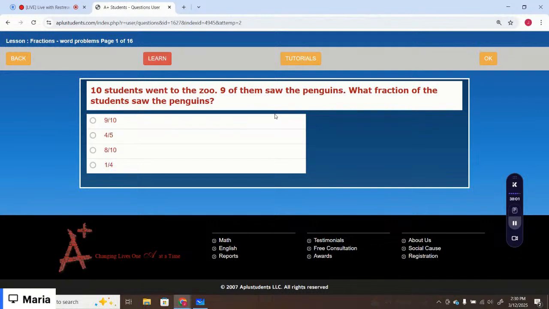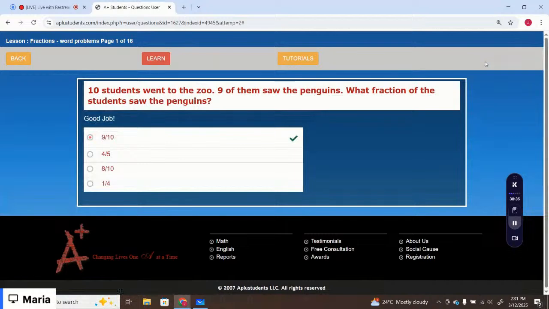Ten students went to the zoo. 9 of them saw the penguins. What fraction of the students saw the penguins? So which is the correct option? That is 9 out of 10. Option number 1 is the correct option because the total of them are 10 and 9 of them saw penguins. So 9 out of 10.